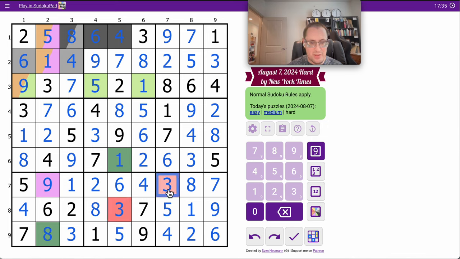Now, if I had this as a 3, I think I would have ended up with a contradiction. So this wasn't the prettiest way, but I got there. And let me know in the comments if I missed something in my logic.